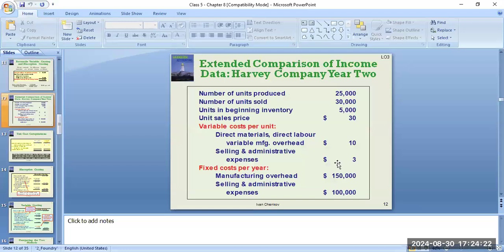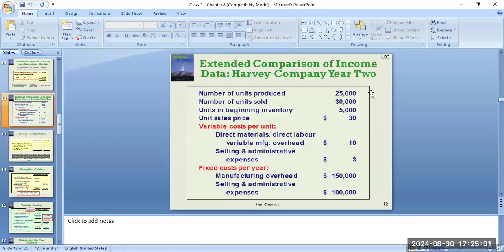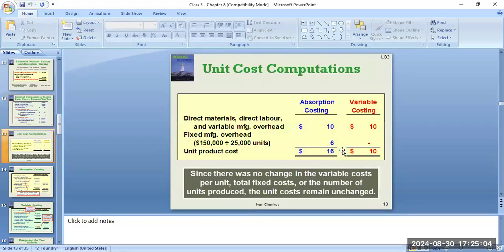Now let's see what's going to happen in the second year, when we're still producing 25,000 units, but now we're selling 30,000 instead of 20,000. So we're selling 5,000 more than our production, and 10,000 more than the previous period. What that means is we're going to bring the inventory down to zero. The costs are the same. Cost per unit is still the same because we're not changing production.